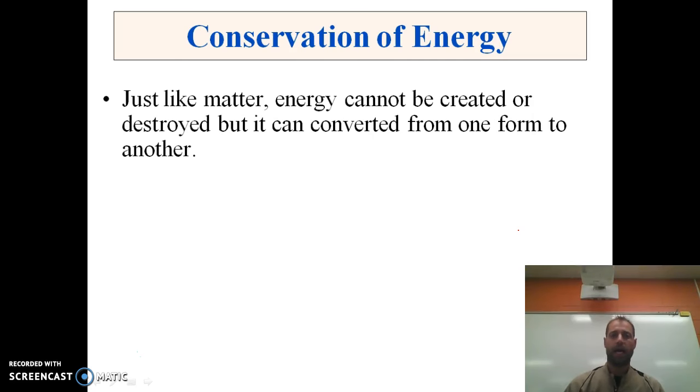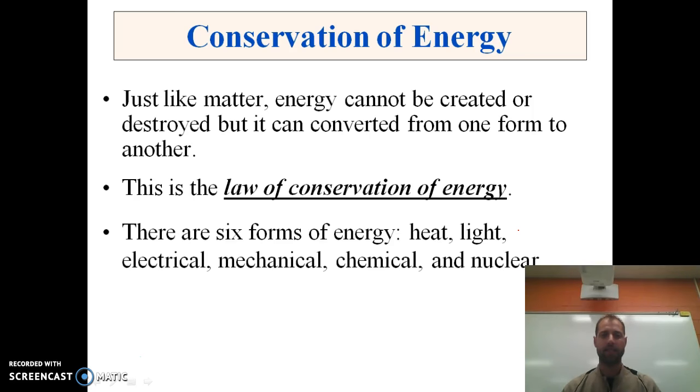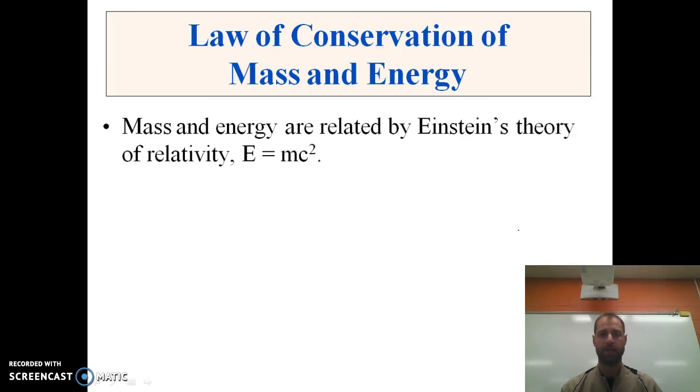Similarly, energy cannot be created nor destroyed, but it can only be converted from one form to another. There are 6 forms of energy: heat, light, electrical, mechanical, chemical, and nuclear. All right, but the conservation of energy says that energy cannot be destroyed or created. It can only be converted.